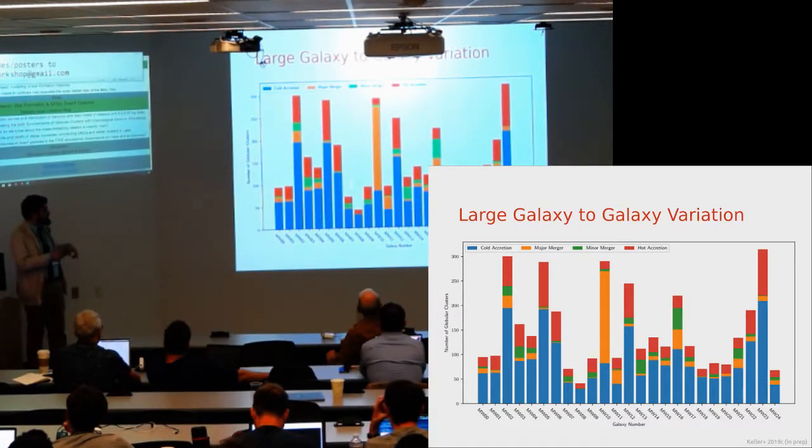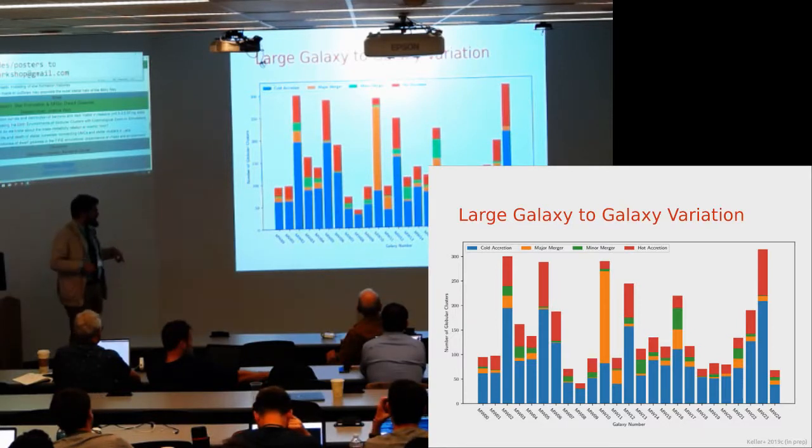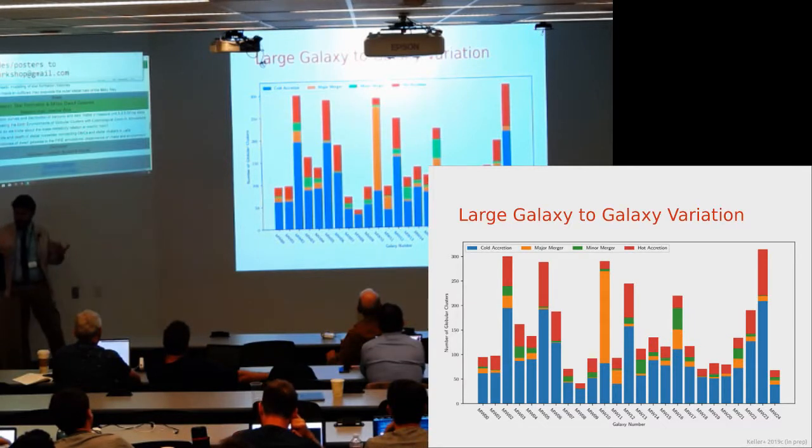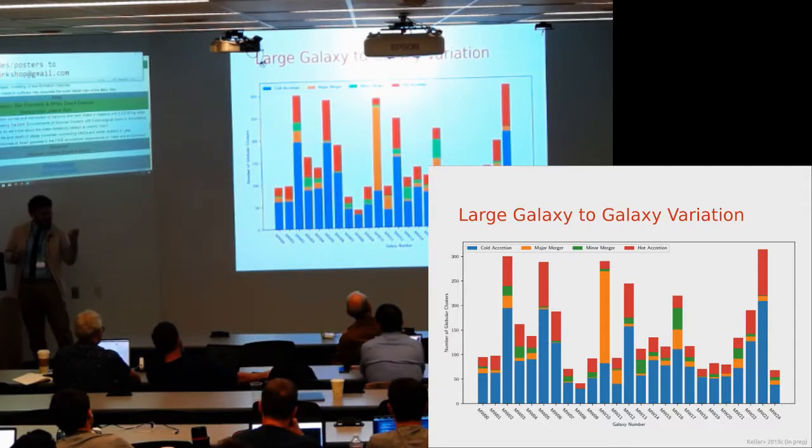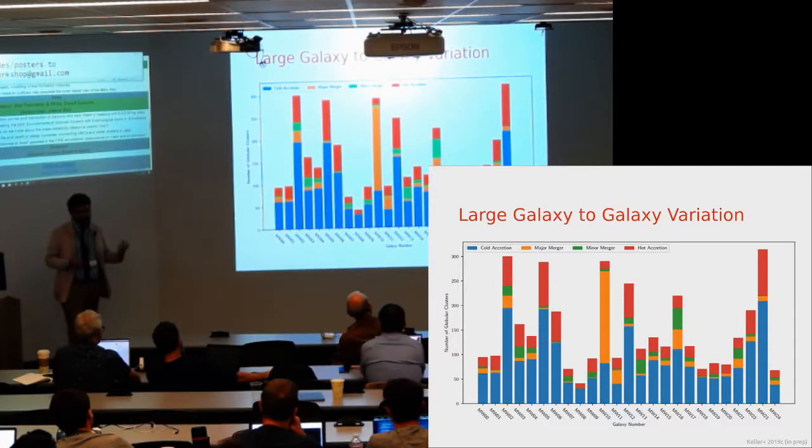For example, if you were to select our most violent merger here, Galaxy 10, you might think that more than half of globular clusters form in mergers. Otherwise, you might select one here and think none form in mergers. So it's important to have a statistical sample and not simply one really high resolution object to understand the assembly of globular cluster systems.